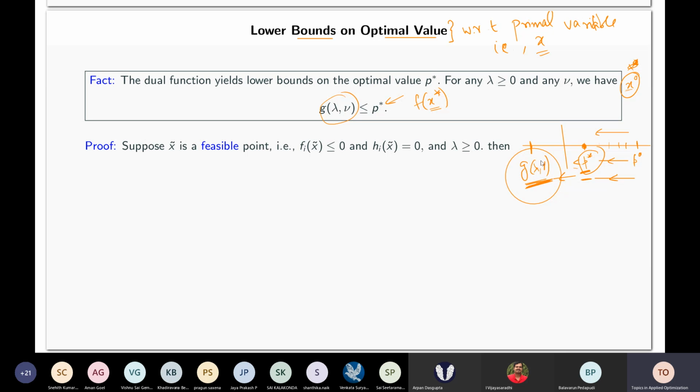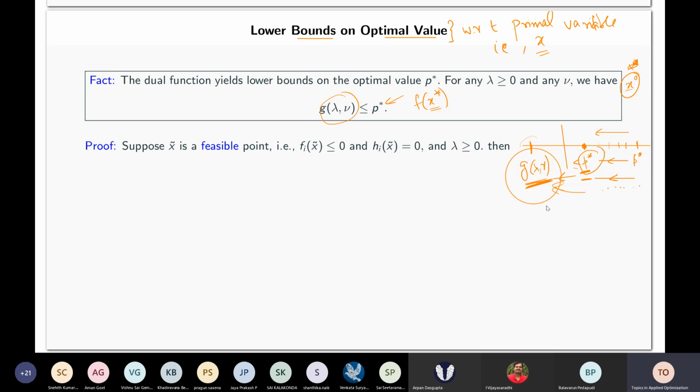Now remember that getting an estimate of this itself may not be easy, because this is a function of lambda, nu, and getting some general estimate of it may not be easy at all. But in case you have an estimate of this, and the primal algorithm you are following is getting closer to it, then you are happy. In fact, if you hit this, then you must hit p star, because this has to be the lower bound of it.